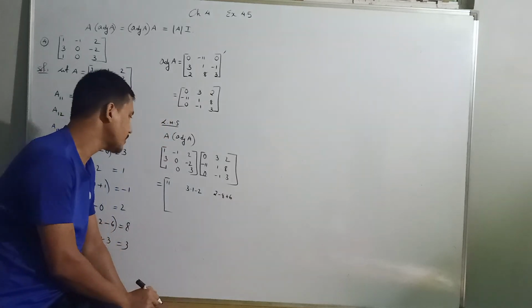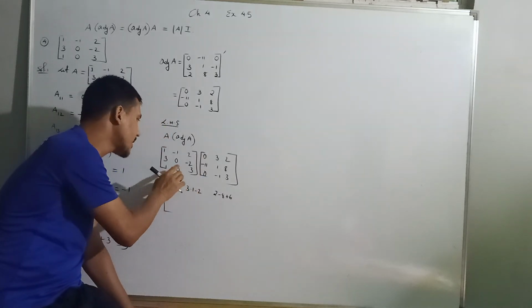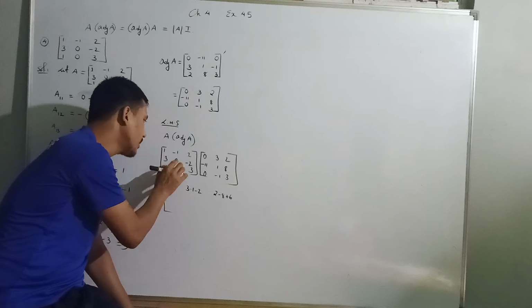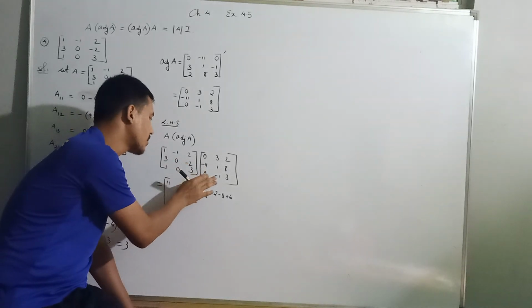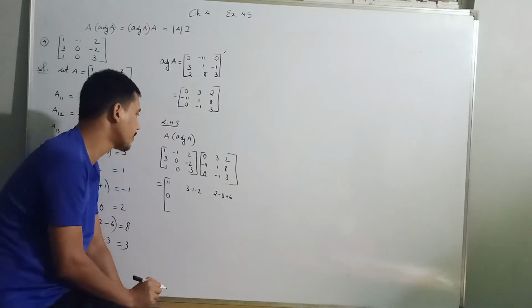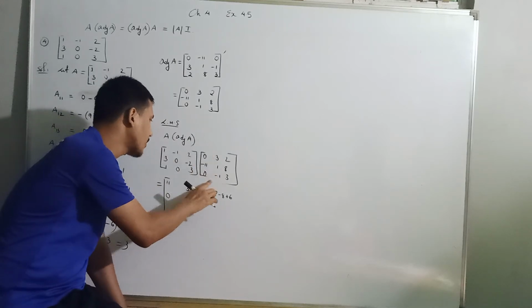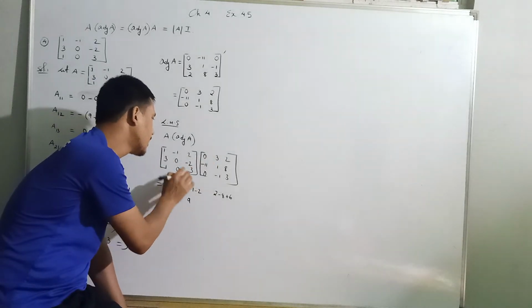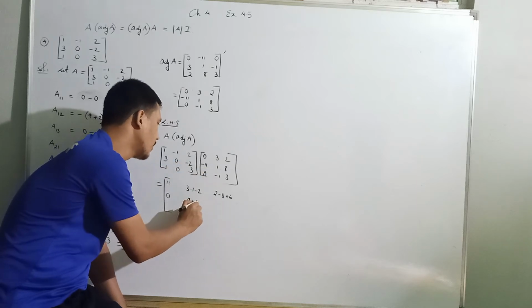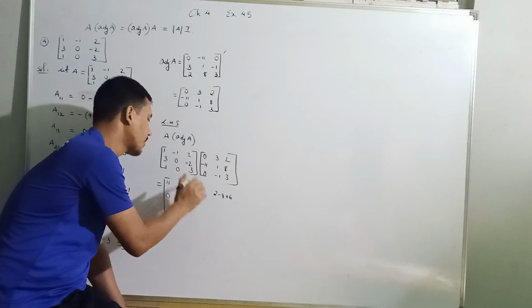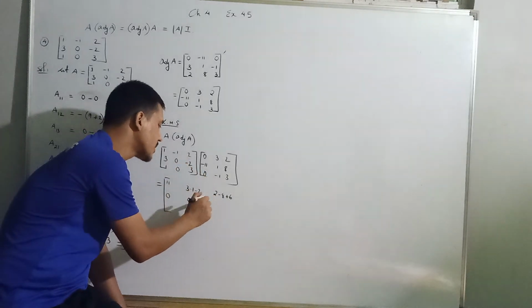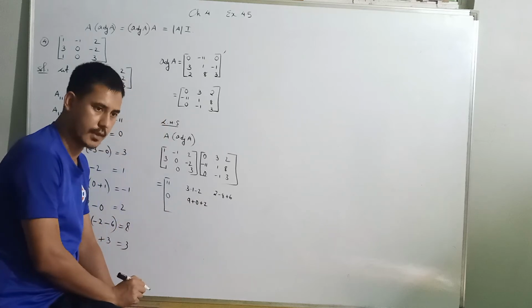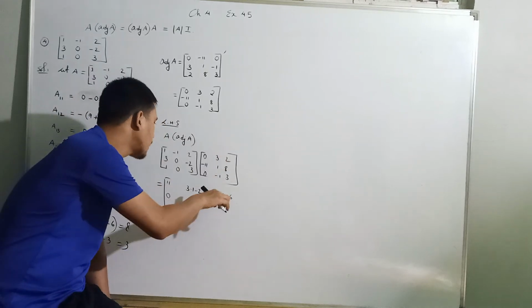Second row will multiply second column. 3 times 0 is 0. 0 times minus 11 is 0. Plus minus 2 times 0 is 0. Second row, second column. 3 times 3 is 9. Plus 0 times 1 is 0. And plus minus 2 times minus 1 is plus 2.